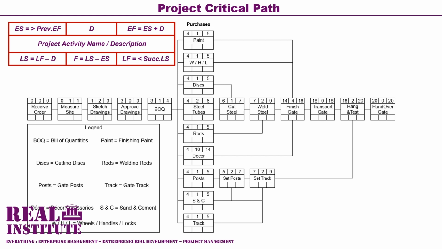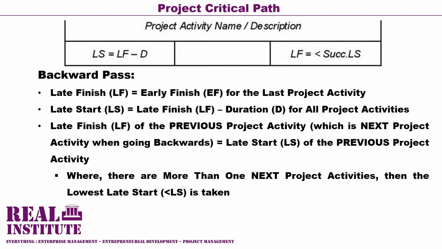Then the forward pass analysis is done, and all the top attributes, being the durations that were already determined earlier, and then the early starts and the early finishes, have been calculated for all the project activities. Now, using the backward pass analysis, you'd recall that we said late finish refers to the latest time that a project activity can finish, so it does not increase overall project duration.